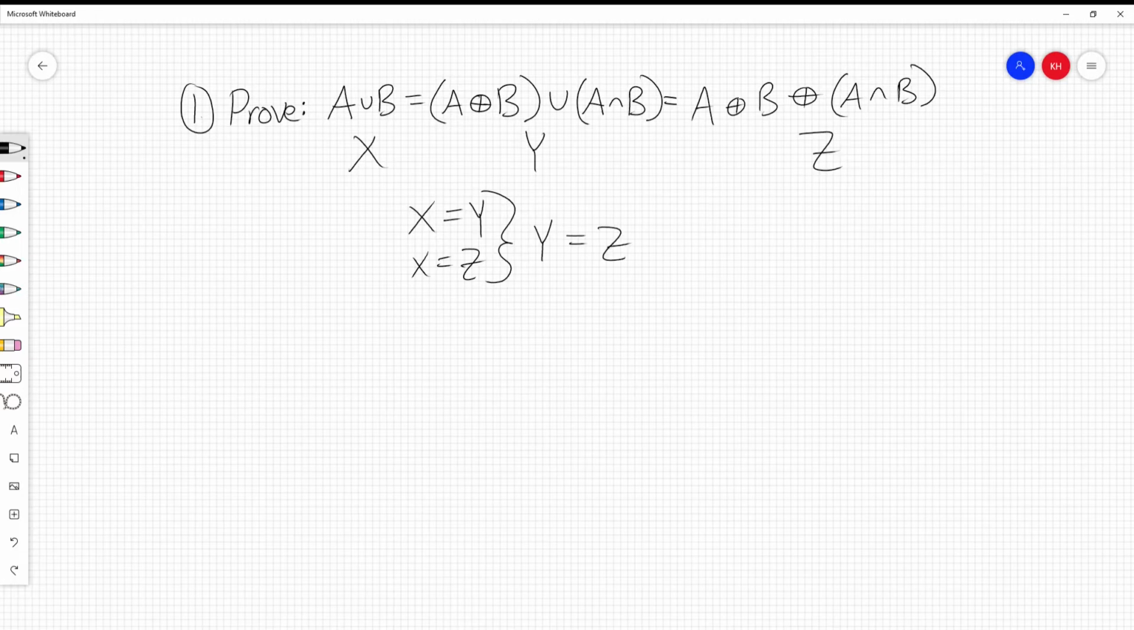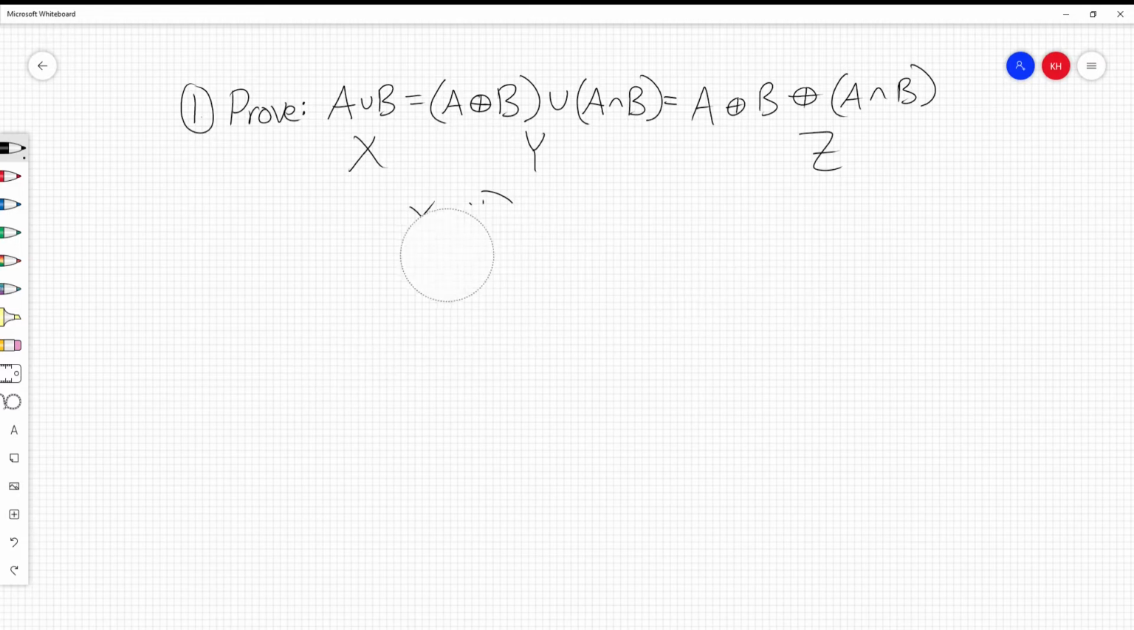That's one way to go about it, and to do this you'd have to show that X is a subset of Y and Y is a subset of X, in addition to X is a subset of Z and Z is a subset of X. That's how you'd get the equalities here, that X is equal to Y and X is equal to Z.